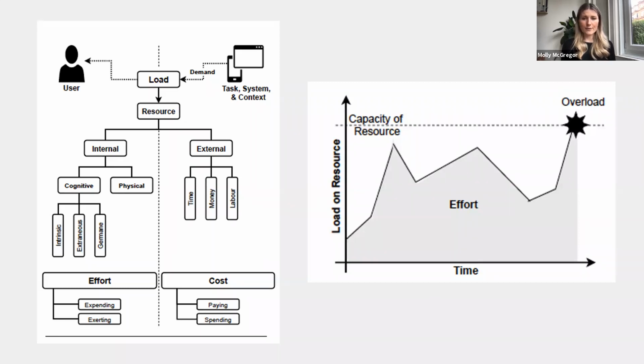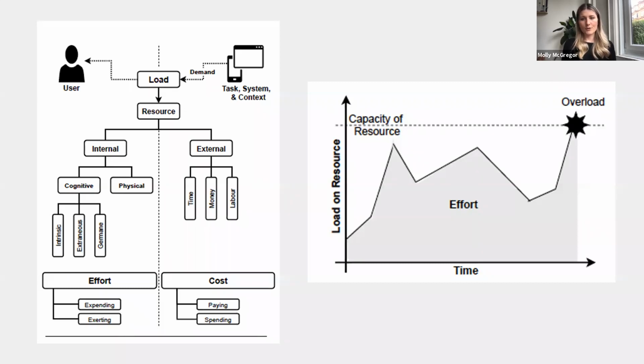So effort reflects the total amount of internal resources that are exerted or expended over a given period of time to meet the demands. And finally, cost can be distinguished from effort specifically in terms of the resources they relate to. So cost is considered with respect to the external resources that are spent or paid by the user in order to meet the demands.